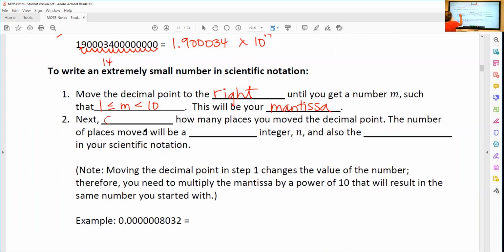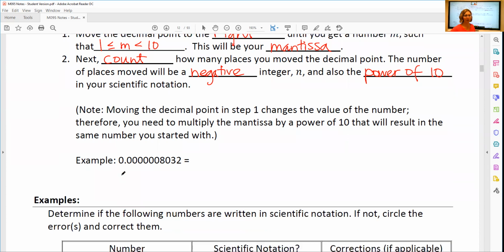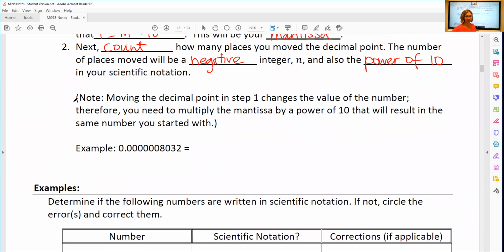Next, you're supposed to count how many places you move the decimal point. The number of places moved will be a negative integer. So this time it's going to be negative, not positive. And it's also going to be the power of 10 in your scientific notation. And so again, you have that same note: moving the decimal point in step 1 changes the value of the number. It's that same note that was on the previous page. So we're going to apply those rules to this example.